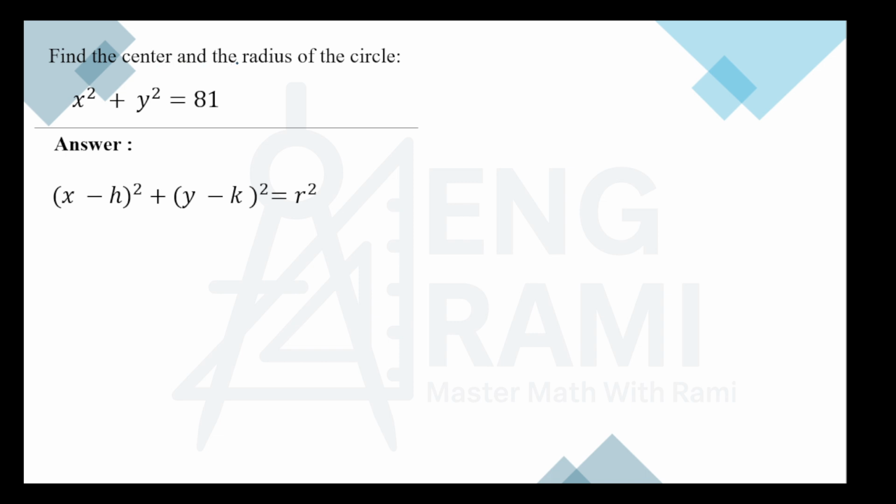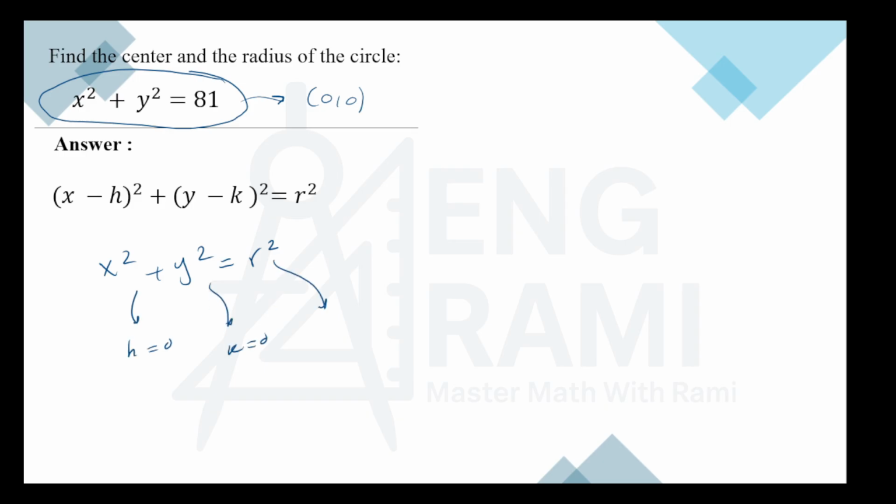Find the center and the radius of the circle for x squared plus y squared equals 81. We know this is a special case of a circle when its center is 0 and 0. x squared plus y squared equals r squared. Then h equals 0 and k equals 0. And r squared equals 81. Then r equals square root of 81, which equals 9. The radius is 9.